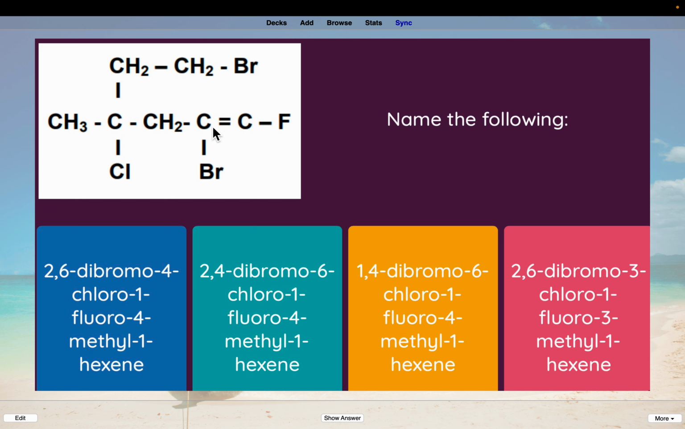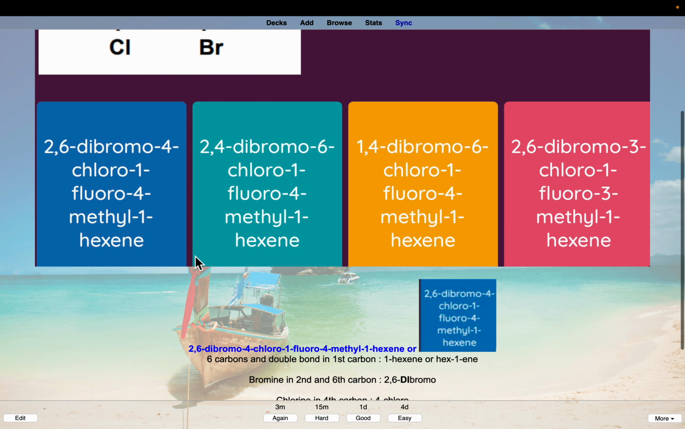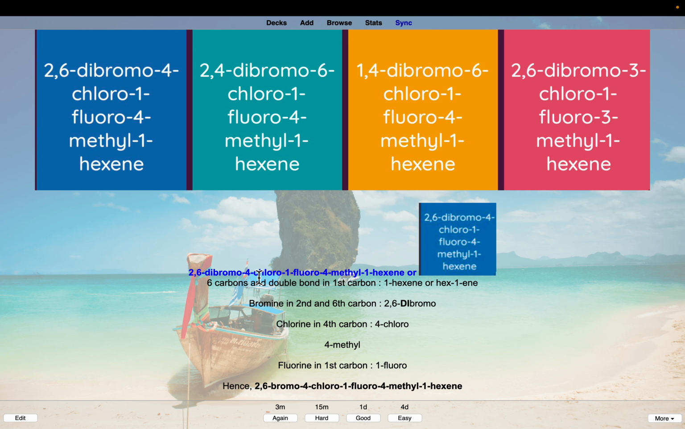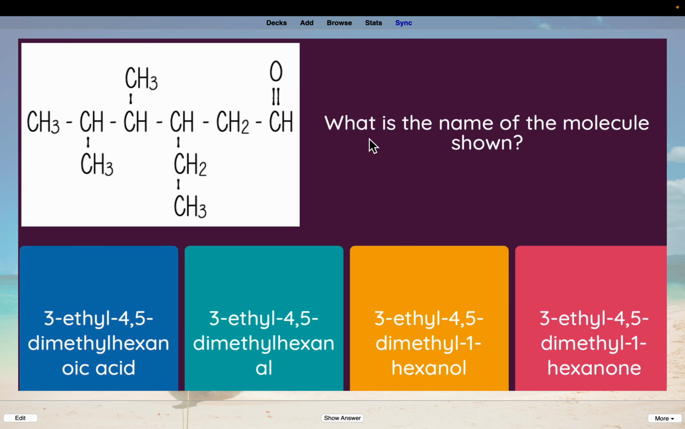If that's the case, this CH3 should have been here in the third carbon, attached to the third carbon. This shouldn't have the H2 anymore, if that's the case. So the leftmost choice is the correct answer. Yes, the blue choice. Everything that I've stated here is the same as what I stated a few seconds ago. Okay, what is the name of the molecule shown?